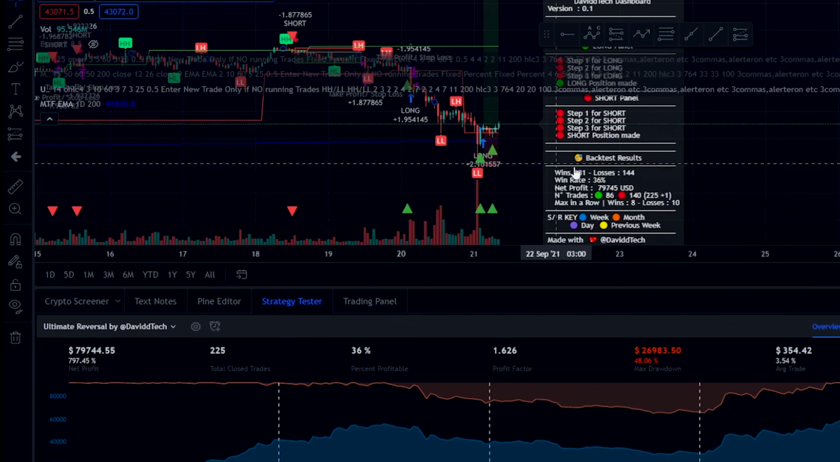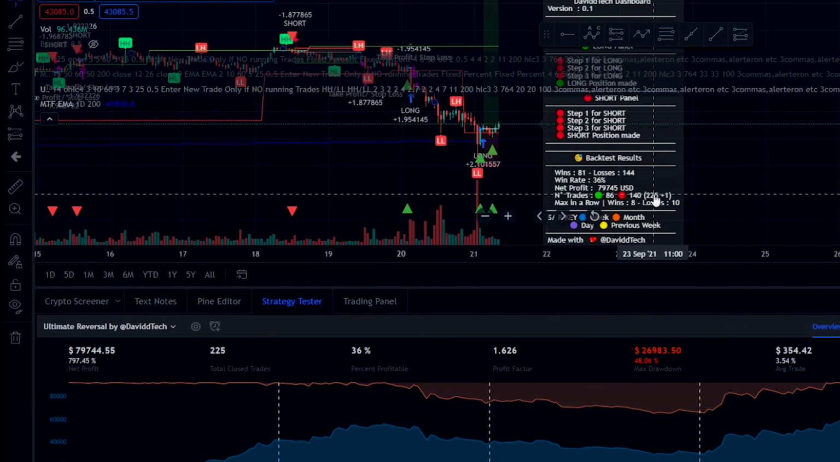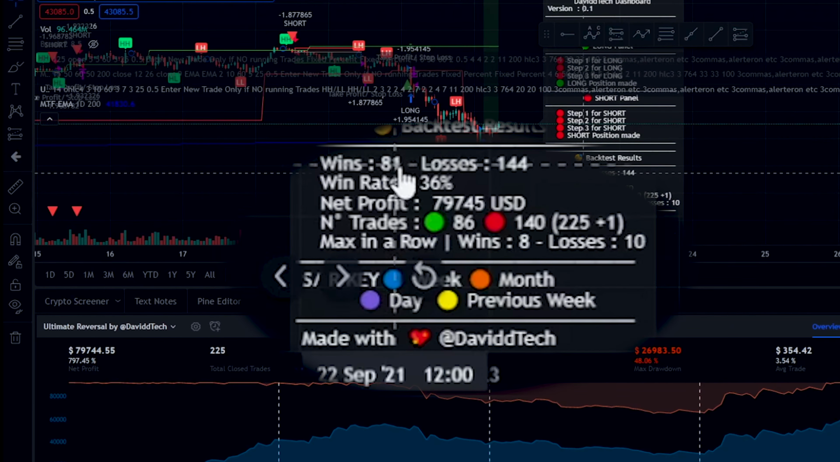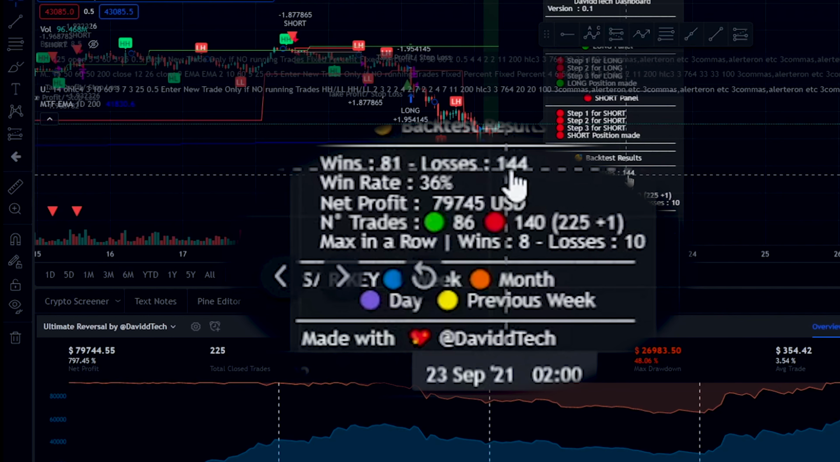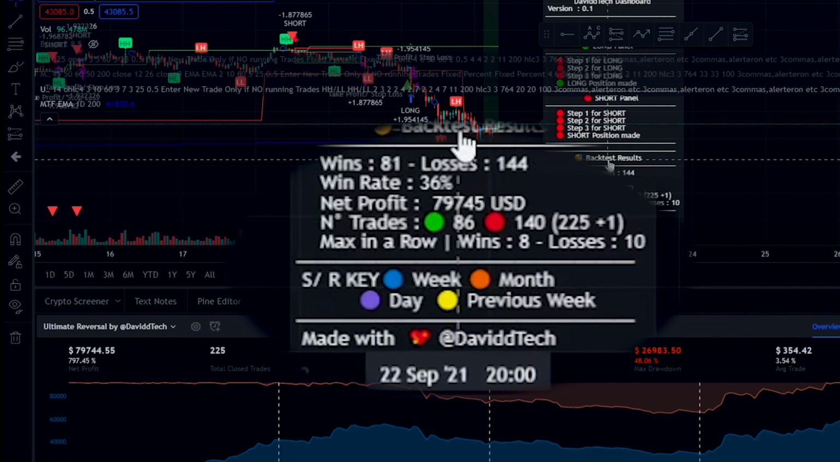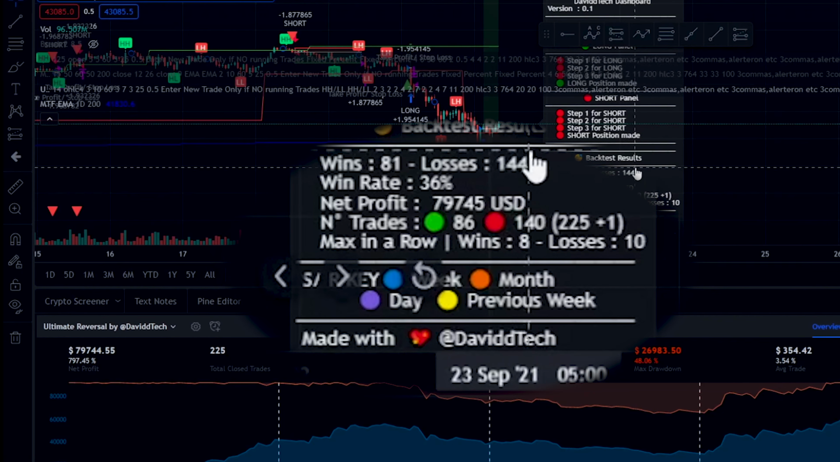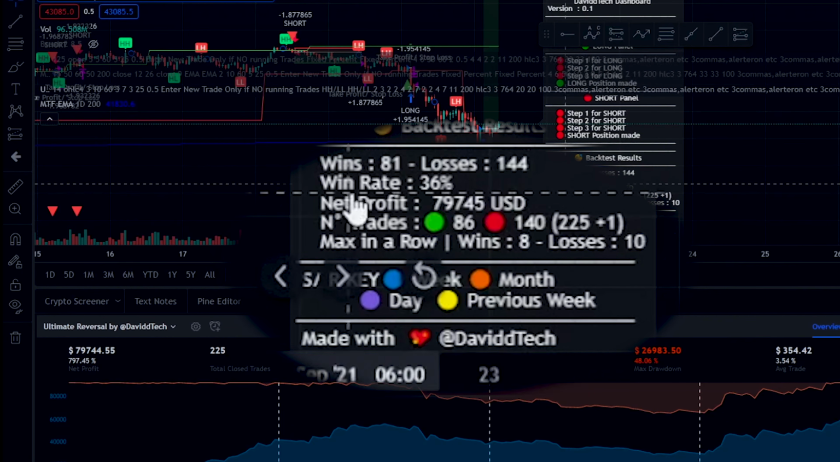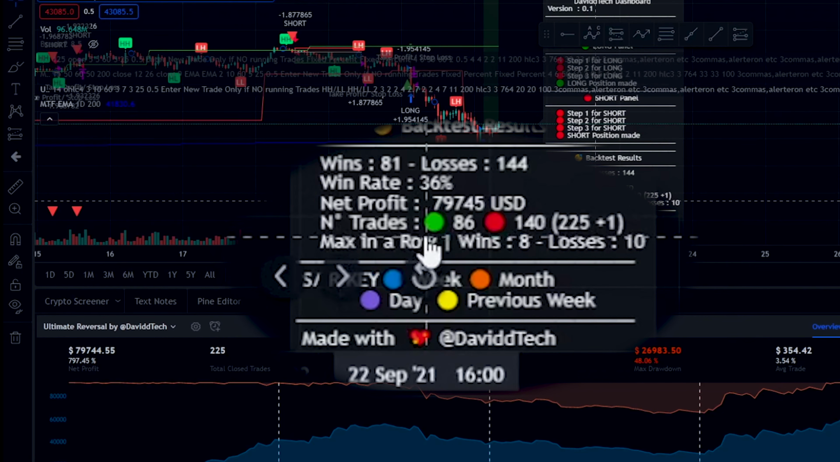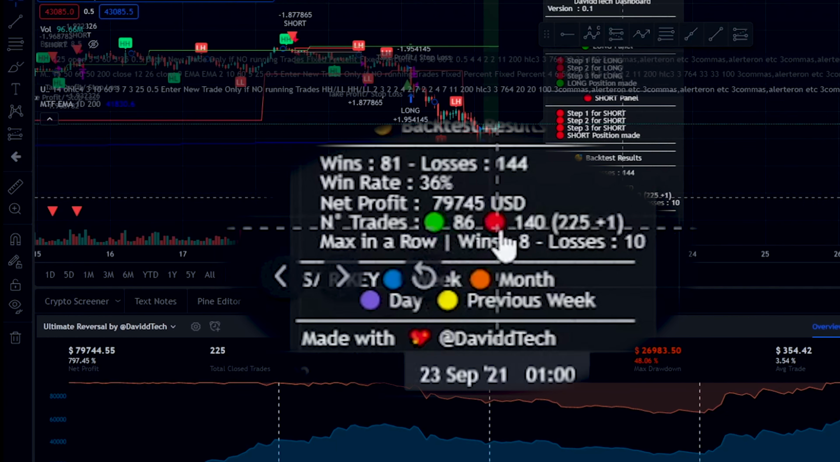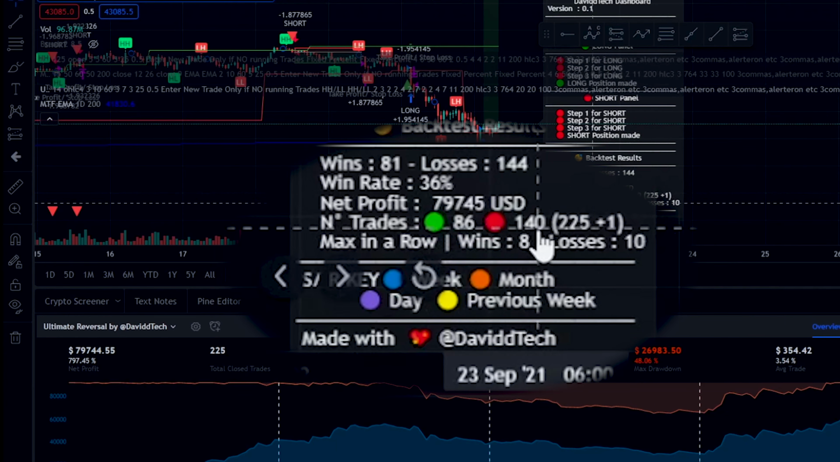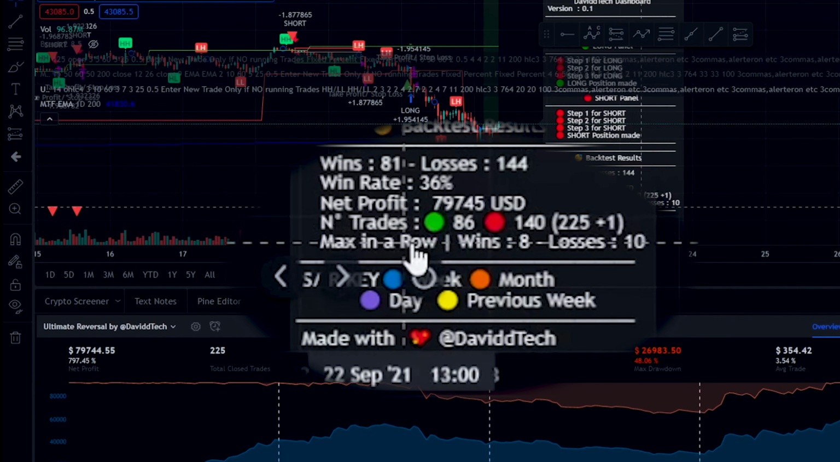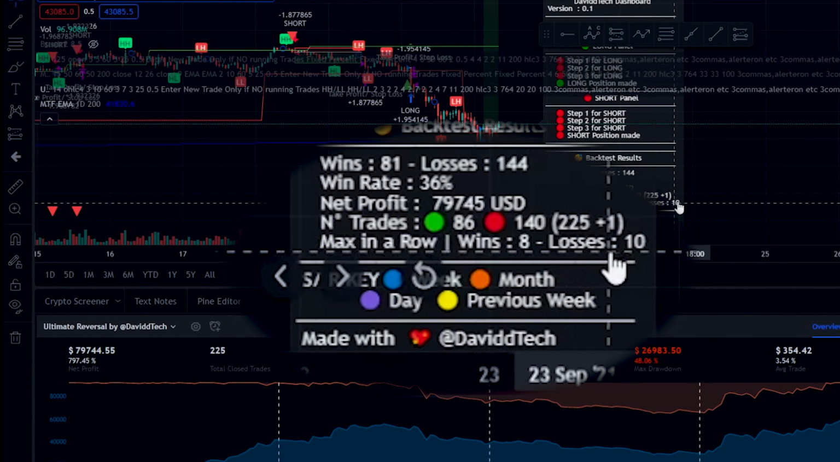It's taken 225 trades, wins 81 of them and loses 144. But you've got to remember that the stop loss is so small; they're very small losses each time. The number of trades is 86 longs and 140 shorts. Maximum wins in a row was 8, maximum losses in a row was 10.